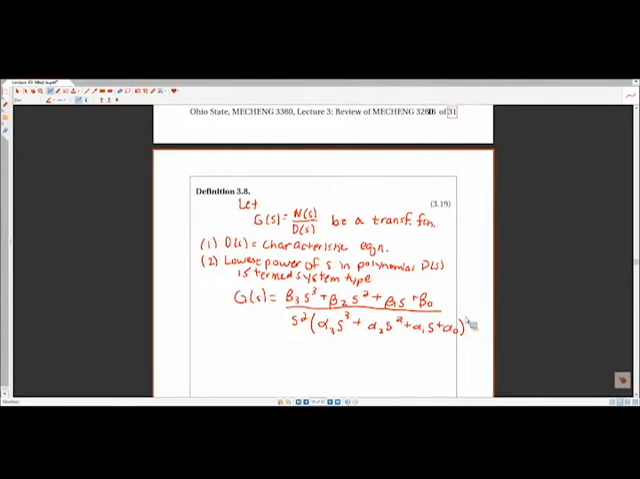So another way to define a system type is also the number of poles at the origin. So if we look at this transfer function, we have an S squared term by itself. So that means there's 2 poles at the origin, and this is a type 2 system. All right, and then there's a note on the filled-in version of your notes.